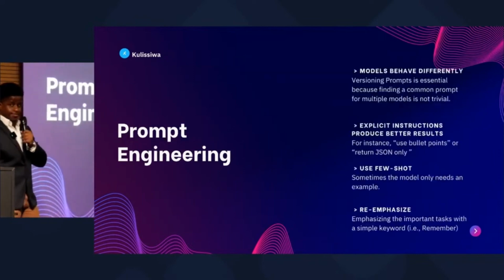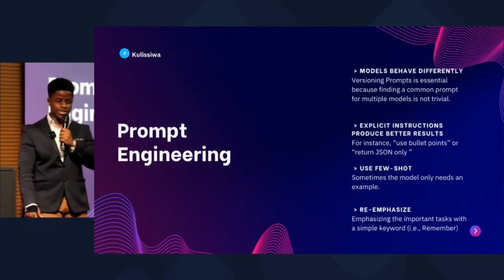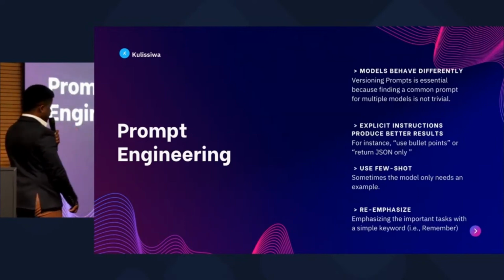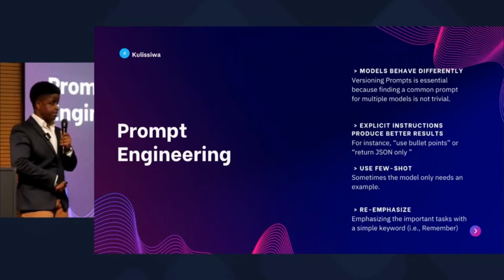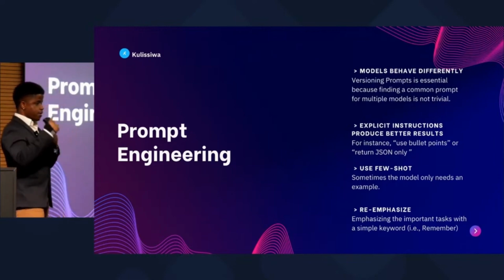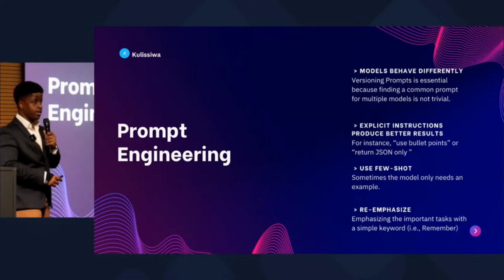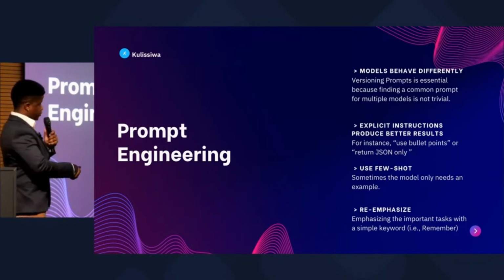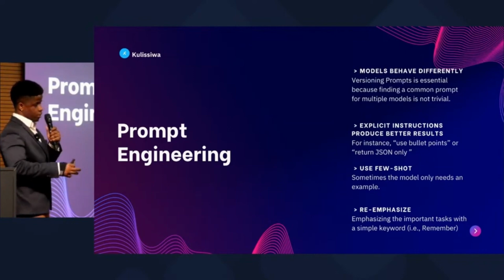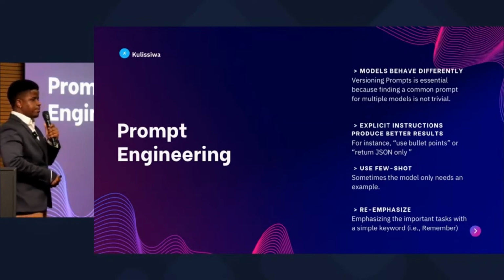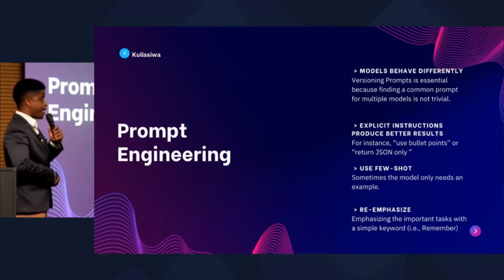Next, we have prompt engineering. We had a great talk about prompt engineering, but here are some of the top things that I learned. First, models behave differently. So in Kulissiwa, we have GPT-3.5 Turbo, GPT-4, Gemini Pro, and Mistral Medium. And the same prompt that worked well with the GPT families of models did not work whatsoever with Gemini Pro and Mistral. They were failing miserably. So I iterated on it and found a common prompt that worked. But it doesn't mean it's the best prompt in the world. It just works for my use case.